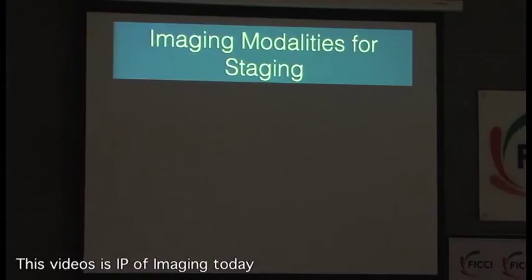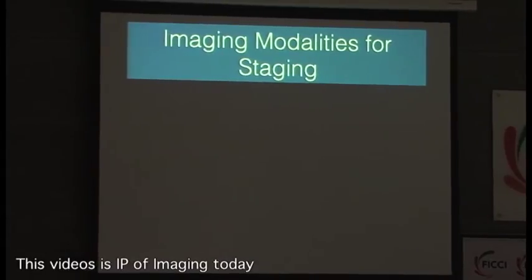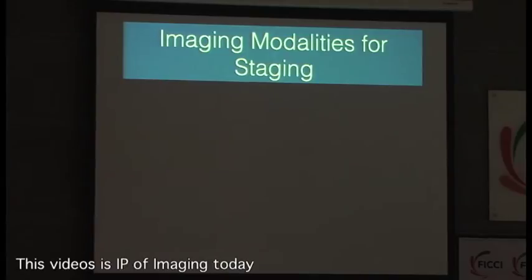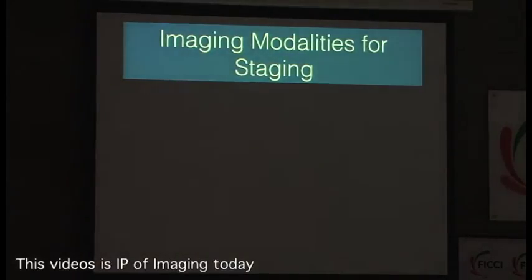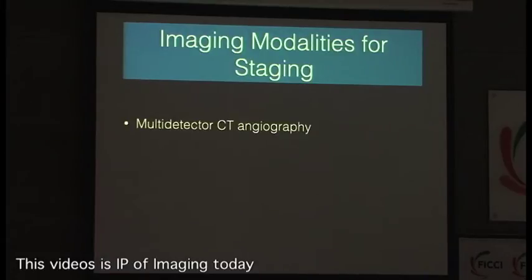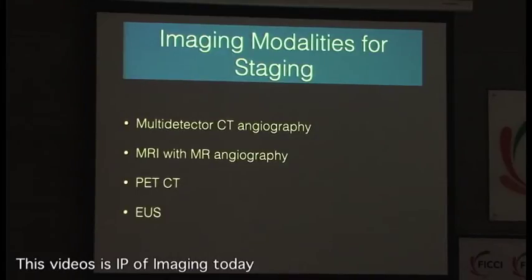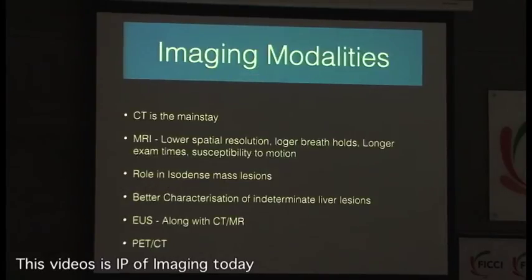Okay, so what are the imaging modalities for pancreatic carcinoma? And I'm not going into neuroendocrine and cystic tumors. I'm telling you what to do when you get a pancreatic carcinoma and the surgeon is asking you, is this resectable? Should I open the patient or not? Okay. So, multidirector CT angiography, MRI with MRI angiography, PET CT and endoscopic ultrasonography. These are the main modalities you have for imaging of pancreatic carcinoma.